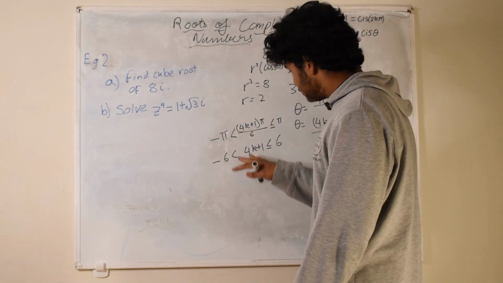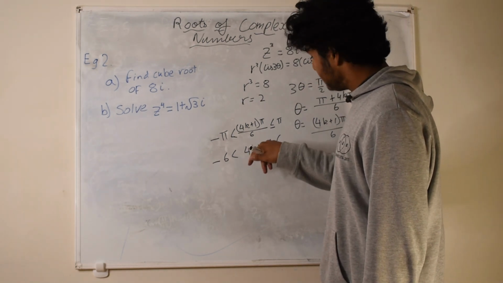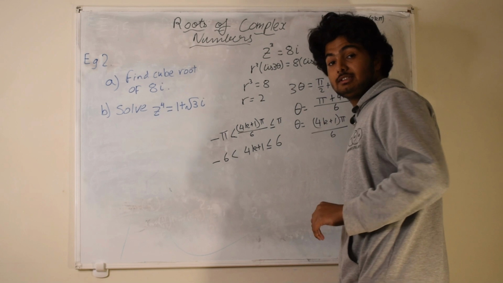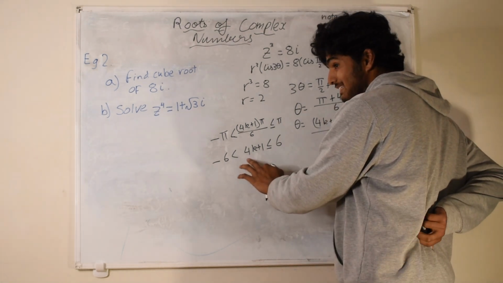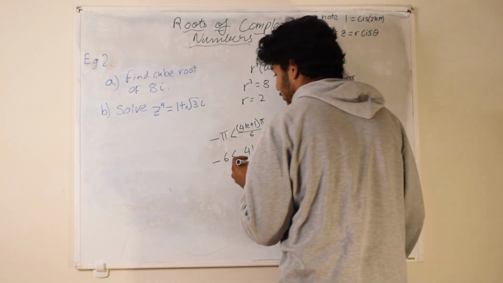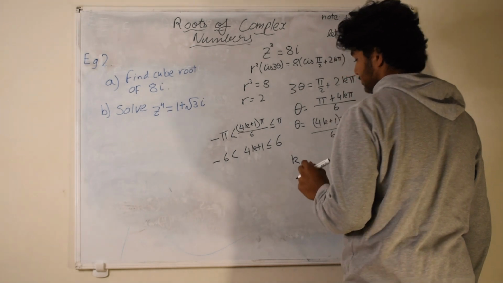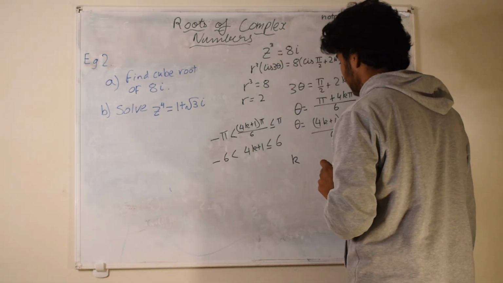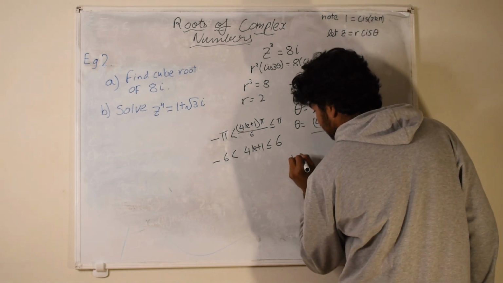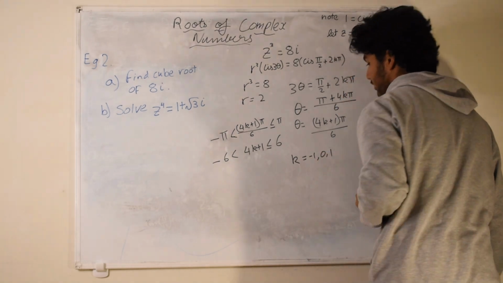Same thing, go back to 1. Let k equal 1. 4 times 1 is 4 plus 1 is 5. That's between negative 6 and 6? Yes, it is. k equals 2: 4 times 2 is 8 plus 1, 9, out of the principal argument. Therefore, the distinct solutions for this complex number lie when k equals negative 1, 0 and 1.